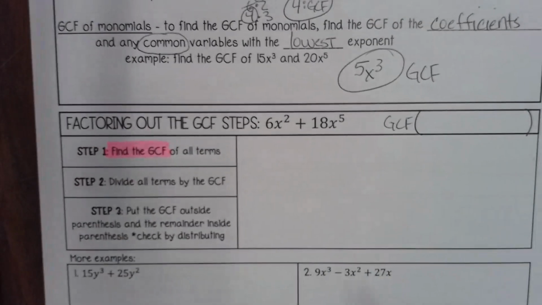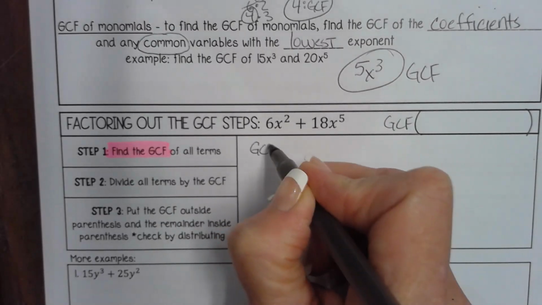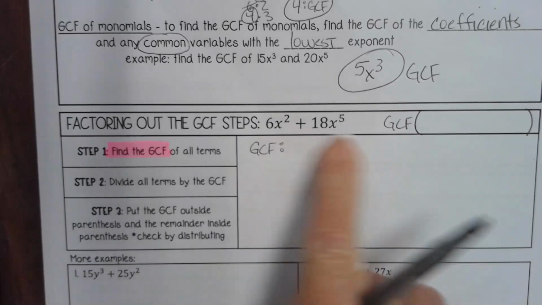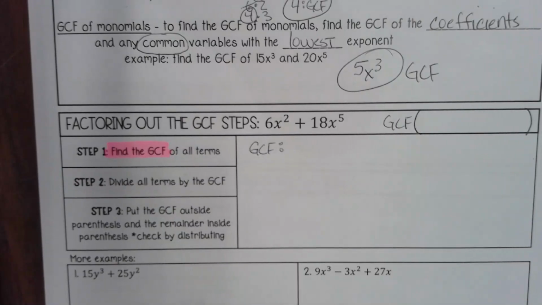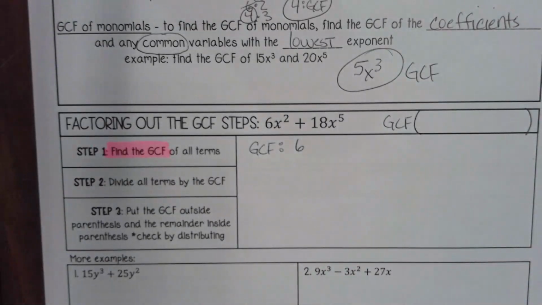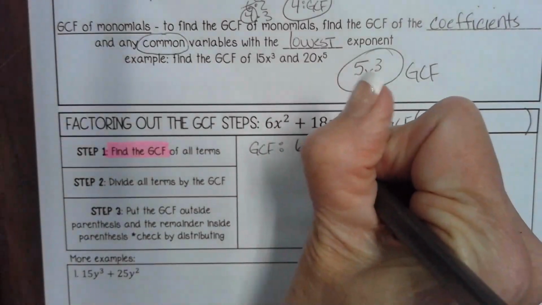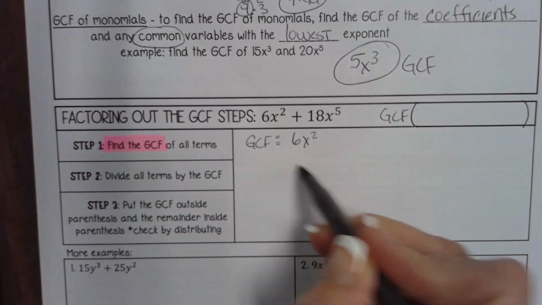So what we're going to do is, first thing we're going to do is find our greatest common factor. Okay, so here's my binomial. 6 and 18, what's my greatest common factor? It's 6. Do I have an x in both terms? Okay, so what's my GCF? X to the, okay, x to the second. Okay, so leave room, folks. Just kind of leave a little bit of space here.